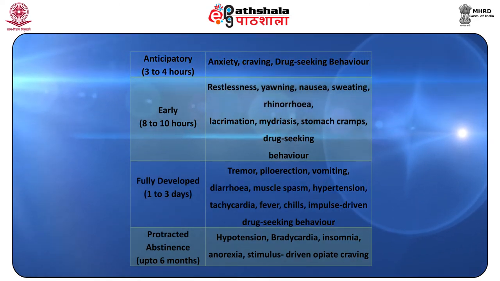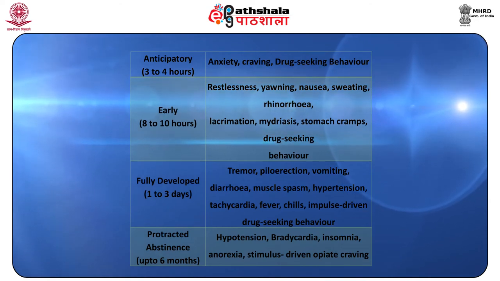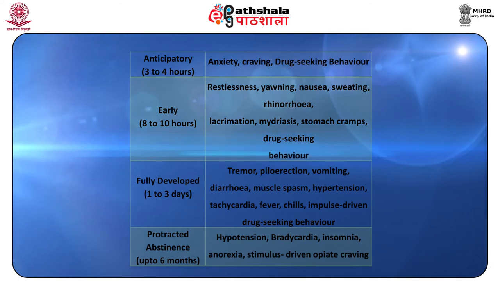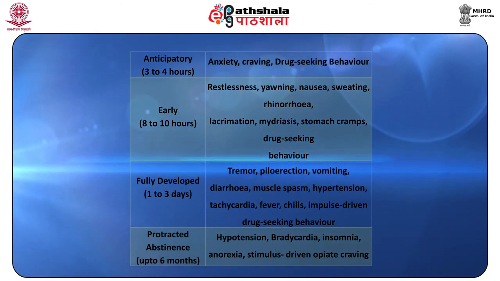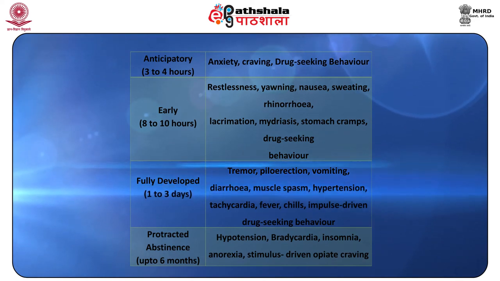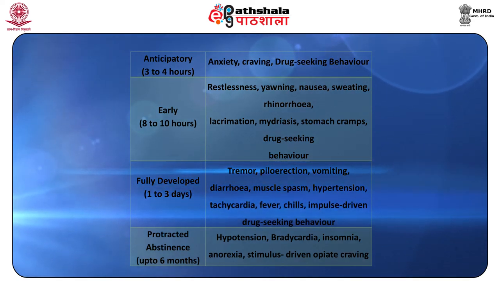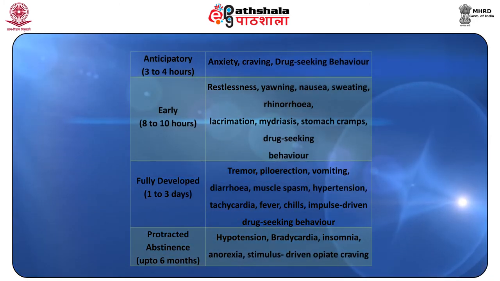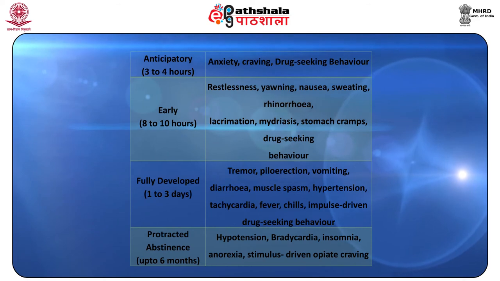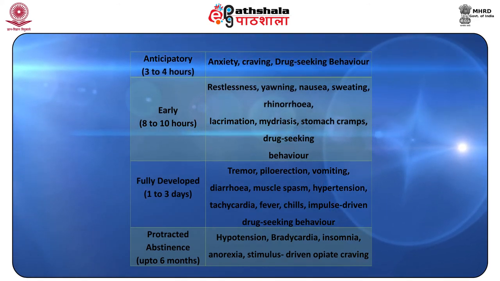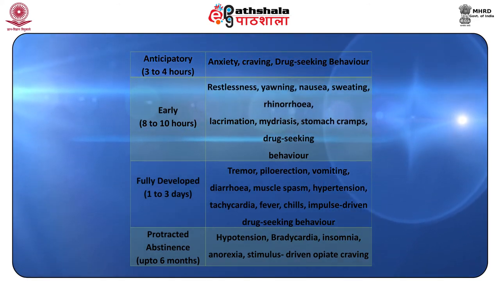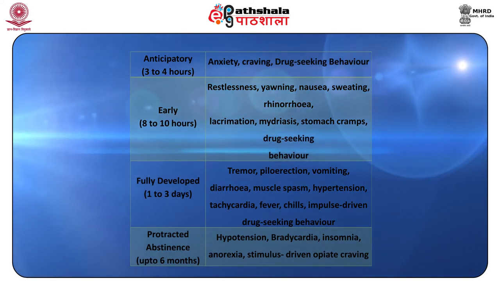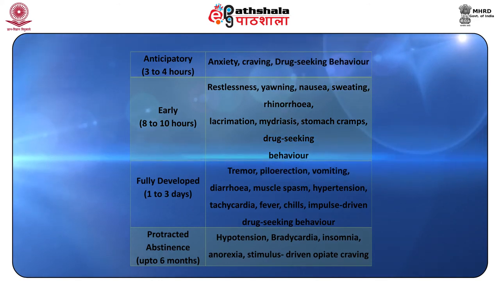seen. Fully developed stage, that is 1 to 3 days, in which tremor, piloerection, vomiting, diarrhea, muscle spasm, hypertension, tachycardia, fever, chills, impulse-driven drug-seeking behavior is observed. In the protracted abstinence, that is up to 6 months, hypertension, bradycardia, insomnia, anorexia, stimulus-driven opiate craving is observed.